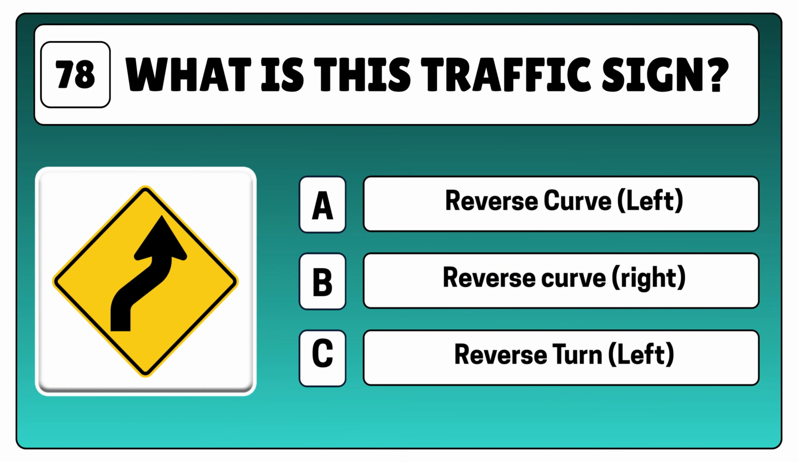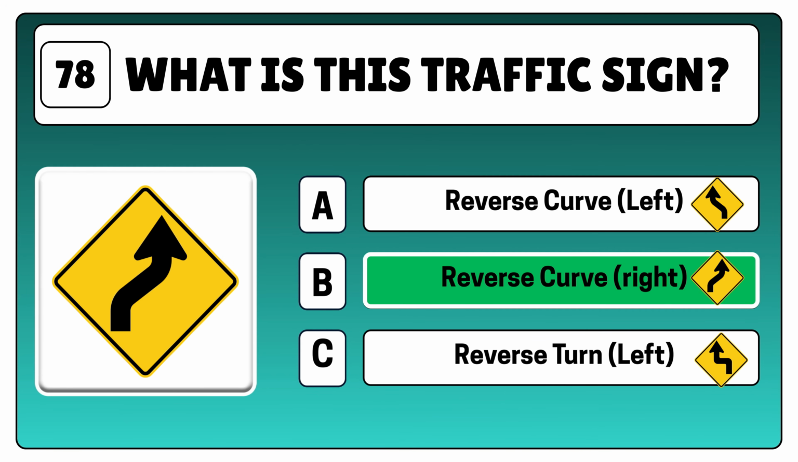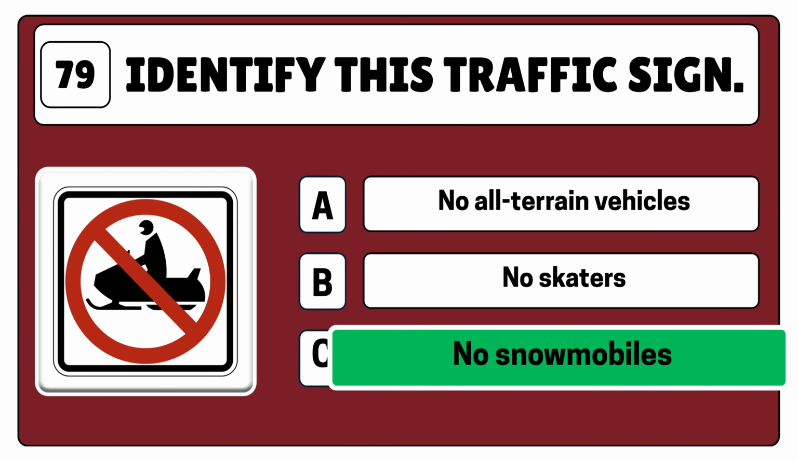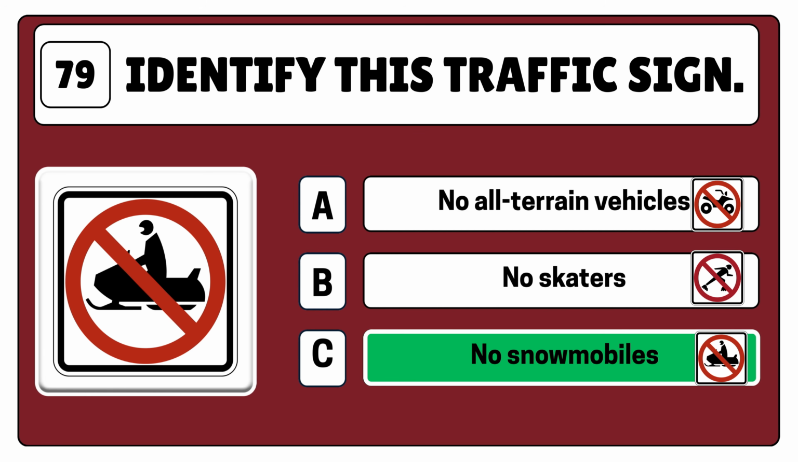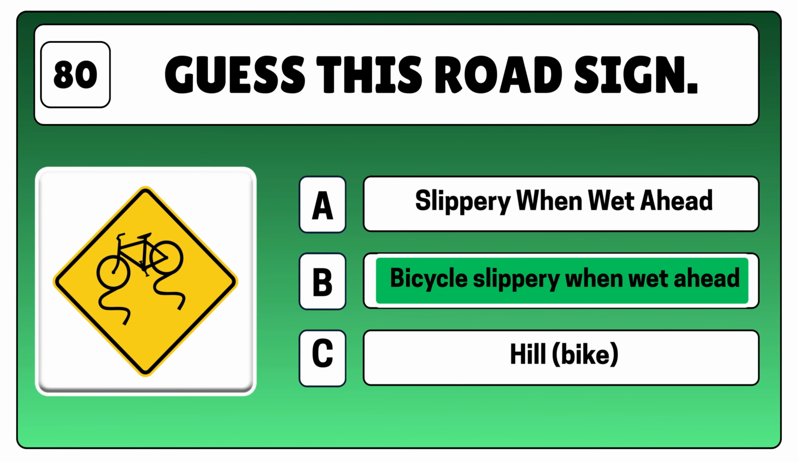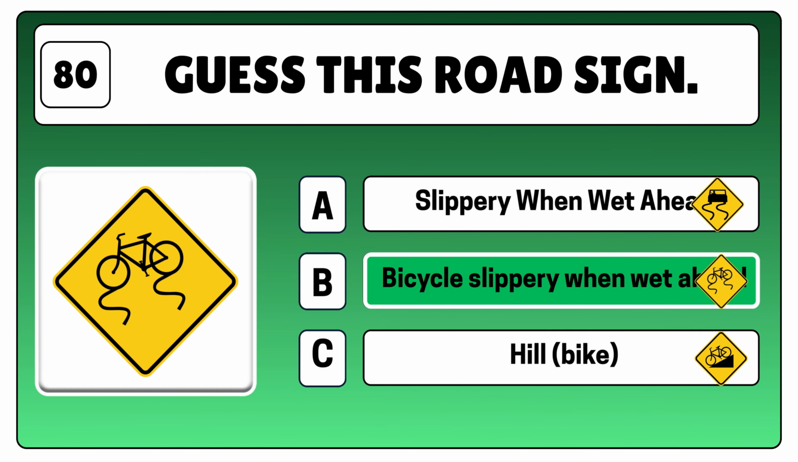What is this traffic sign? Fantastic! That is the reverse curve to the right sign. Identify this traffic sign. That's right. This is the No Snowmobiles sign. Guess this road sign. Correct. That is the bicycle slippery when wet ahead.